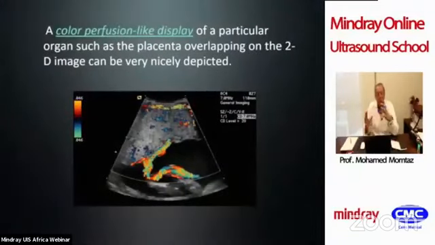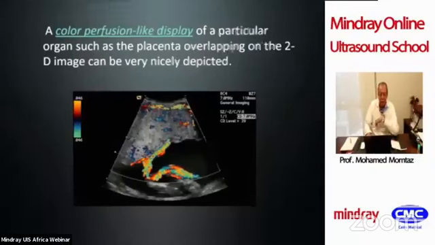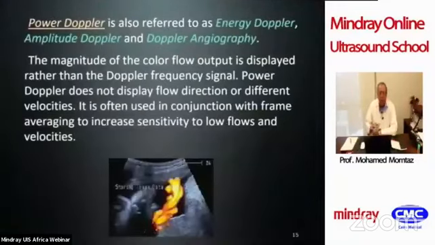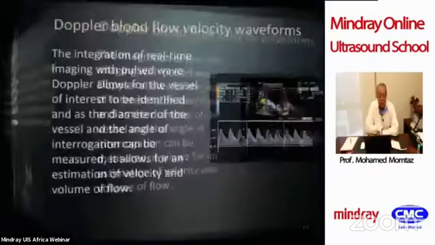A color perfusion display can be seen in an organ, for example, here the placenta. In other cases in gynecology, for example, you can look at an ovarian tumor, and so on. Power Doppler can be named energy Doppler, amplitude Doppler, or Doppler angiography, and usually it is more highly sensitive than color, but as you can see, it usually uses one color, so it's very difficult to detect the direction of flow in comparison to color flow mapping.